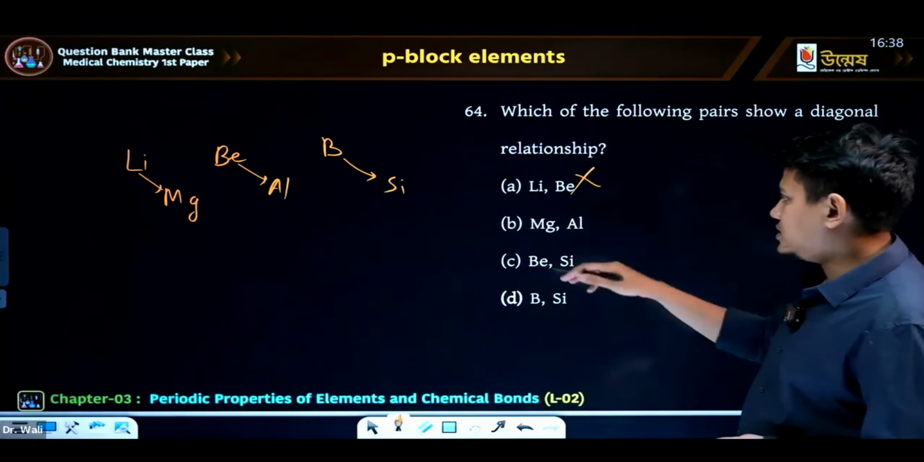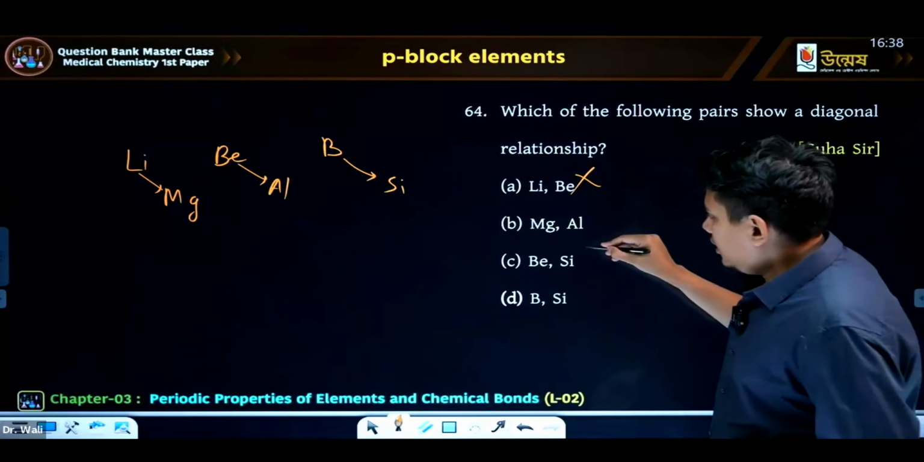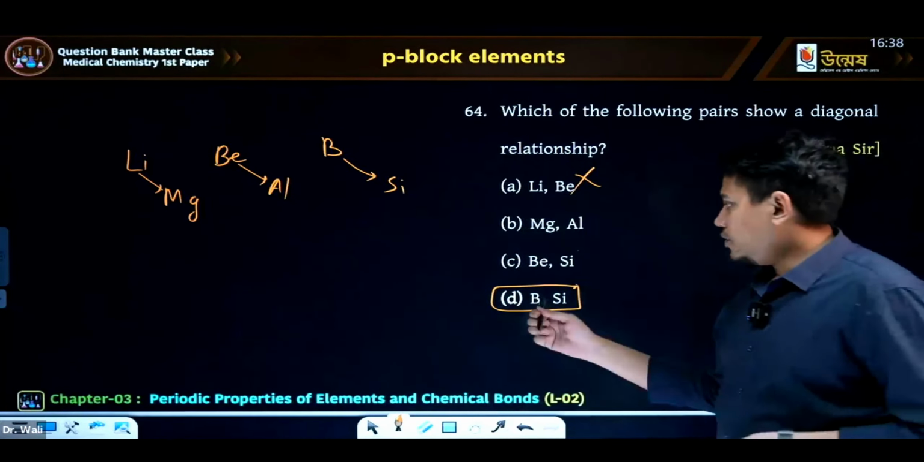Magnesium aluminum will not be a perfect pair. Instead, lithium magnesium or beryllium aluminum can be a good pair. Beryllium silicon is not a pair. Boron silicon is a pair. So the correct answer will be D.